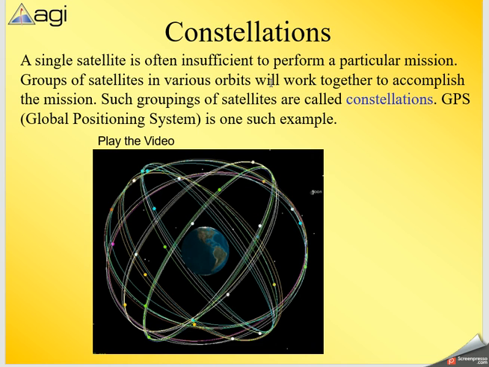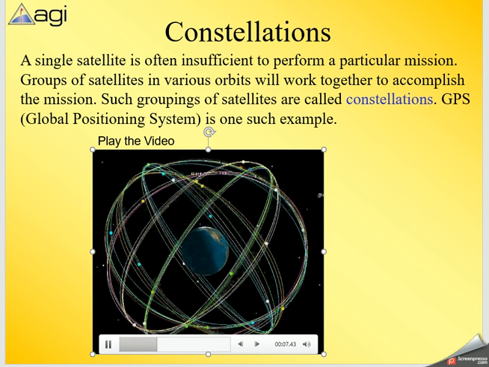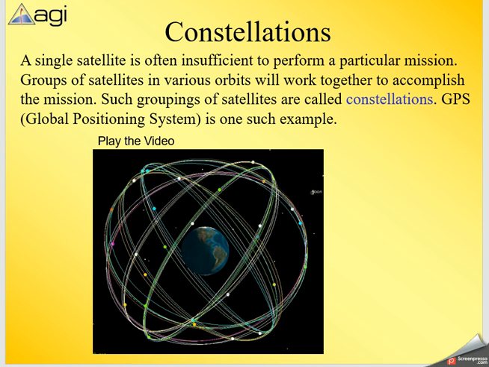Constellations are just a grouping of satellites for us. GPS is a type of constellation, so they can all group together and give us data, or if one goes down, the other ones still exist for us to be able to read and work with.